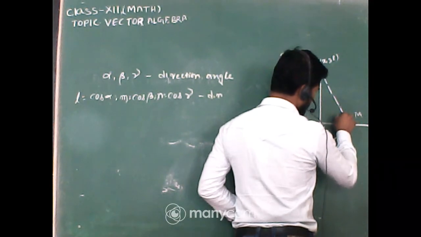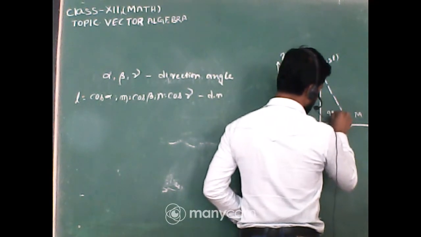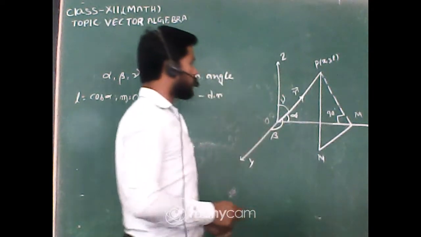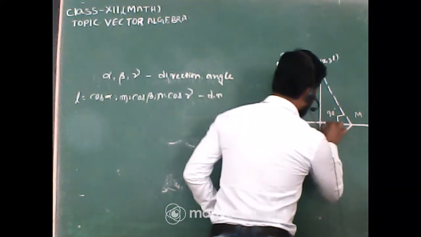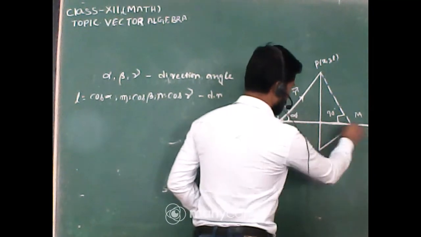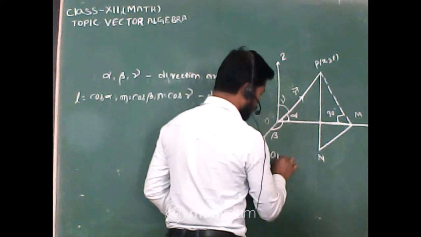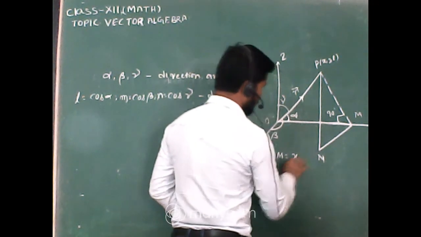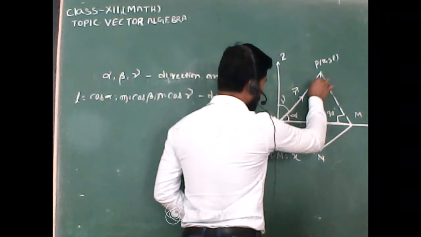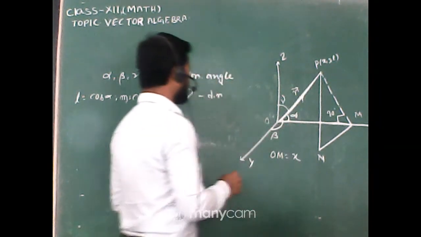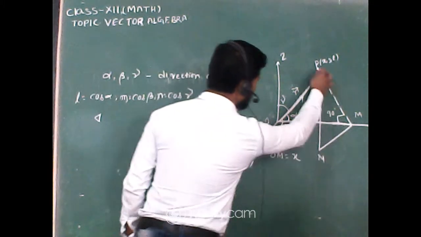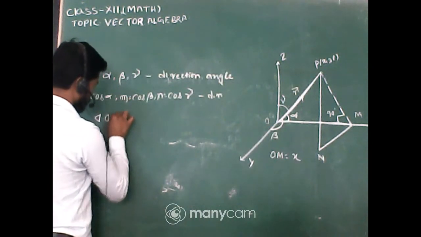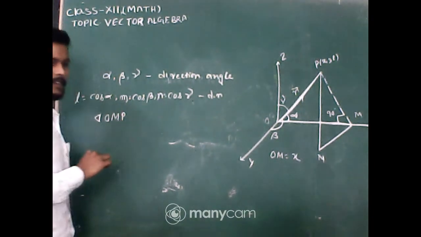So obviously this angle is 90 degrees. This angle is equal to 90 degrees. Okay, and the value of PM... OM, the value of OM is equal to X, and the value of OP is equal to R. Now if I consider the triangle OMP, this is a right angle triangle.